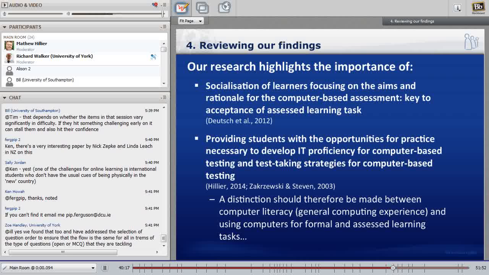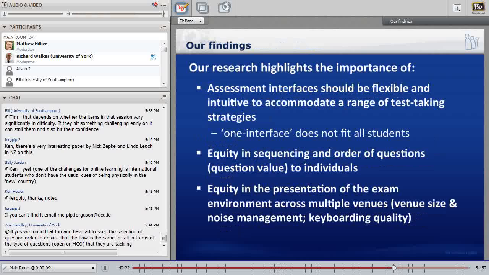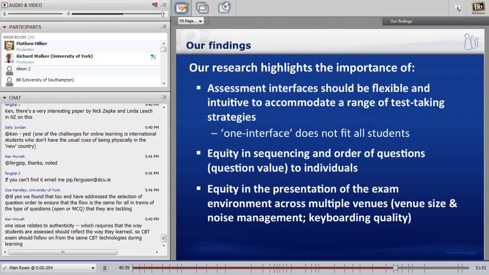And as we said, what we really need is flexible interfaces in order to accommodate the different preferences and different test-taking strategies. However, as we say, we accept that one interface doesn't fit all, and therefore it is really, really important to have those opportunities for socialization and practice which allow the students to develop the dedicated strategies.